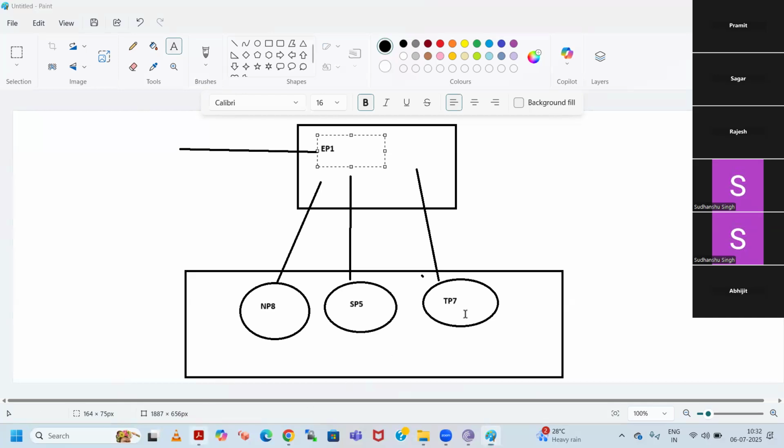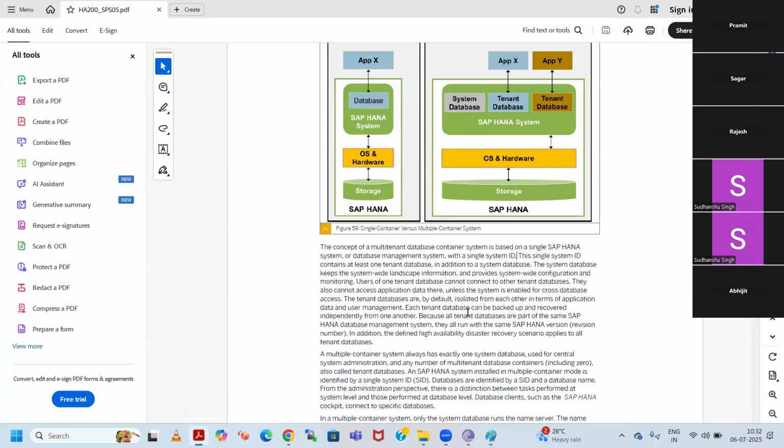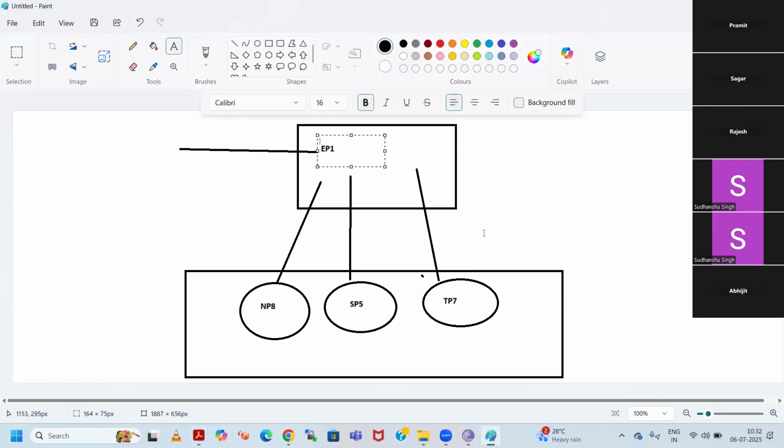Sir, based on what we discuss, single SAP HANA system, even though there are multiple databases, they all run inside one single HANA system. It is one installation, not multiple, right? Yes, it is one single installation, not multiple. So the entire setup, I mean system plus all tenant databases, is identified by just a single SID. Yes. Okay.